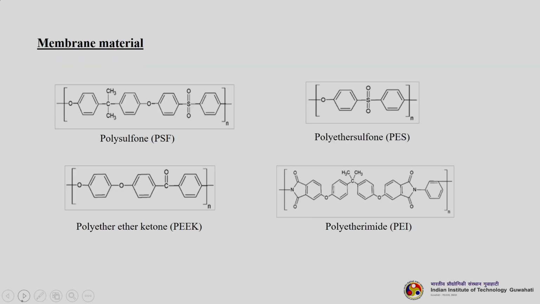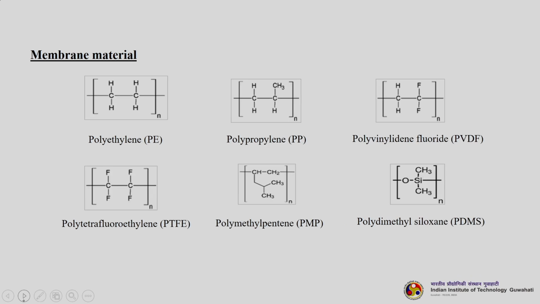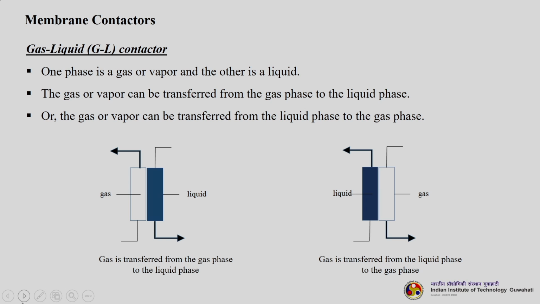Let us quickly go through the different types of materials used for the membrane, though we have discussed it in detail. Polysulfone, polyether sulfone, polyether ether ketone, then polyetherimide (PEI), which is gaining a lot of interest nowadays. Otherwise, most commercial membranes you will see are polysulfone, polyether sulfone, PVDF or PTFE. Then polyethylene, polypropylene, PVDF, PTFE (polytetrafluoroethylene), PMP, then PDMS. So, these are some of the materials used for the preparation of membranes.